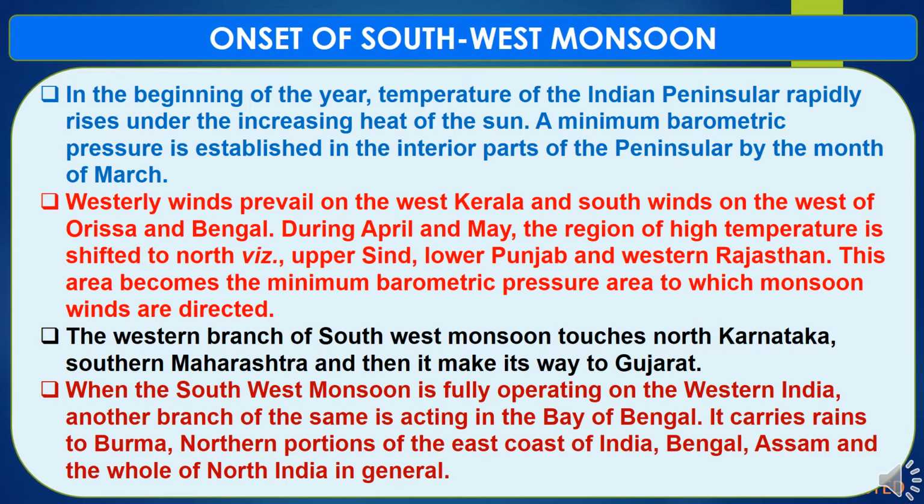Now we will discuss the onset of the southwest monsoon. In the beginning of the year, the temperature of the Indian peninsula rapidly rises under the increasing heat of the sun. A minimum barometric pressure is established in the interior part of the peninsula by the month of March. Westerly winds prevail on the west of Kerala and south winds on the west of Odisha and Bengal.